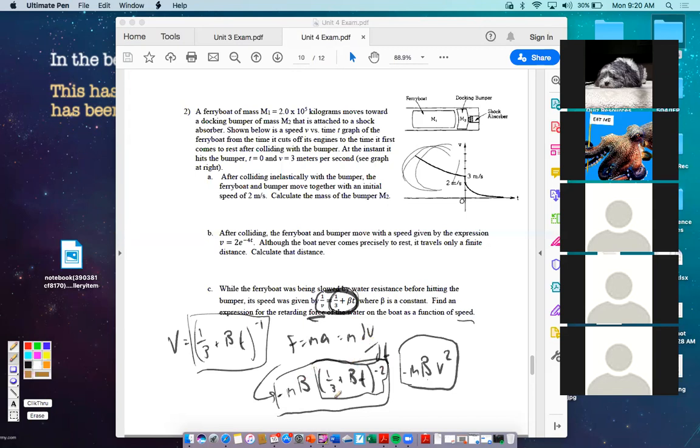So you had to get to this point and then recognize that this is just the same thing as velocity raised to the second power. Because velocity is this term raised to the negative first, and here I have it raised to the negative second.